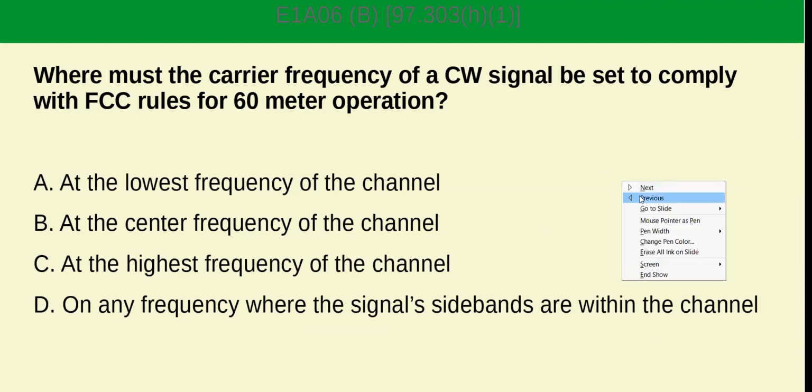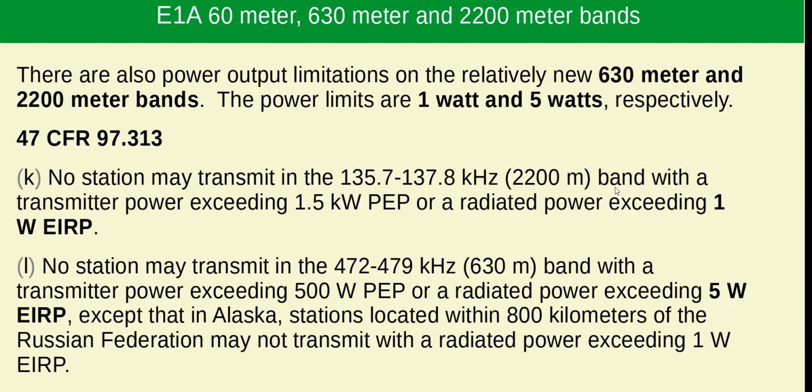That's an exception. So you're watching it on the text. So you said in Alaska, that's what the question was, the Alaska exception. And so it is 5 watts normally. It's 1 watt. But look right here: except in Alaska, stations located within 800 kilometers of Russia may not transmit with a radiated power exceeding 1 watt EIRP. So it dropped it down from 5 to 1 for Russia, upper Alaska.